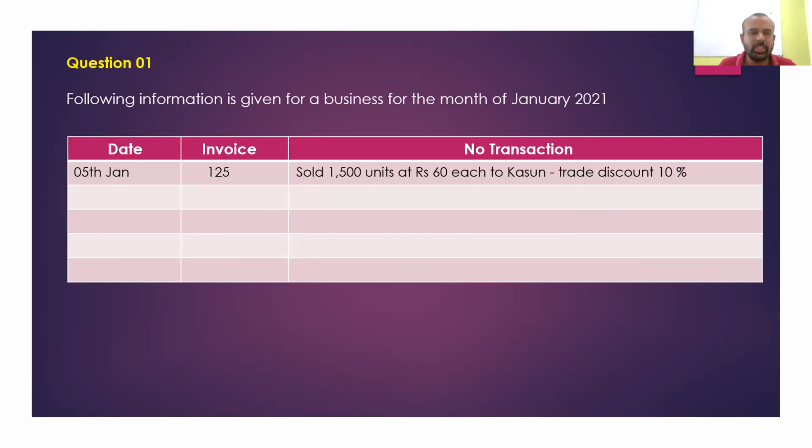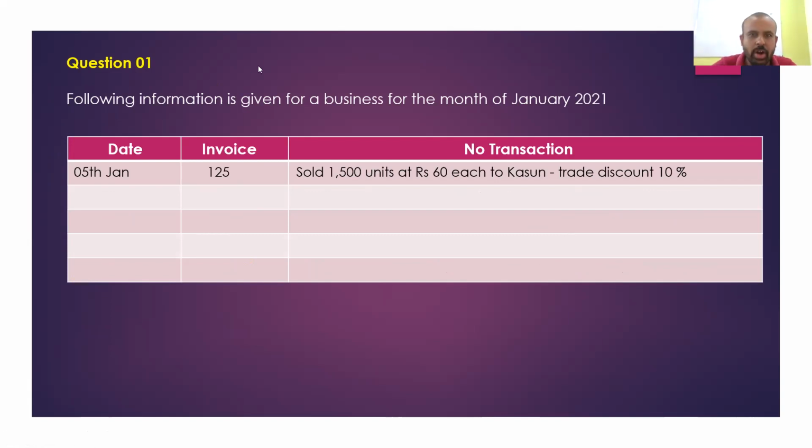What's the first transaction on 5th January? There was a credit sale. You sold 1,500 units at 60 each. When there is a credit sale, you know that it needs to be recorded in the sales journal. Credit sales must be recorded in the sales journal.